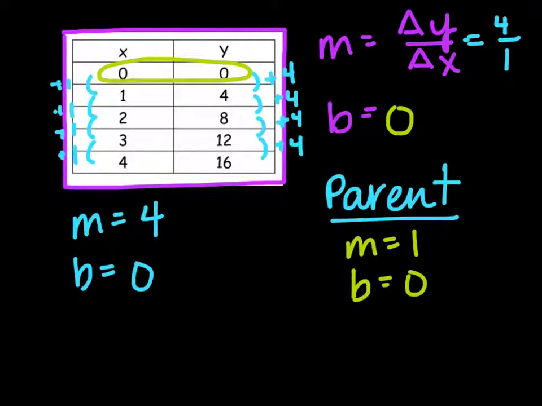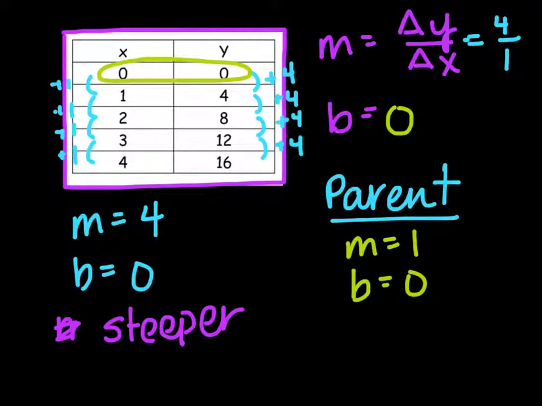So we're looking at the changes that have occurred here. Basically I want to know, did the m change? Is it still 1? Well, of course it's not. It's increased. It's now a 4. And as I said before, when the m is greater than 1, which it is in this case, it's going to change the steepness of it. So based on that, I know that the graph is going to be steeper than the parent function.